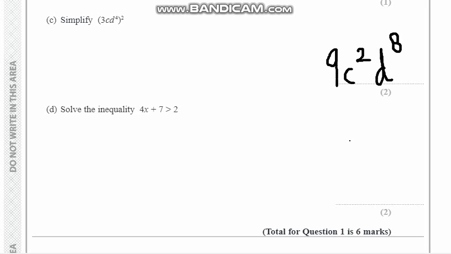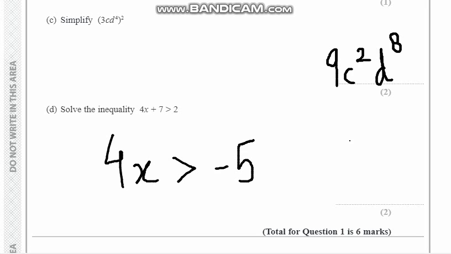Now moving on to the D part. The D part states: solve the inequality 4x plus 7 is greater than 2. To solve these kinds of questions, we take the common terms together. 7 and 2 are whole numbers, and 4x is a different term. So I'll take 7 to the other side. I'll subtract 7 from both sides, which leaves me with minus 5, the result of 2 minus 7. And always remember, the greater than sign will always remain the same.